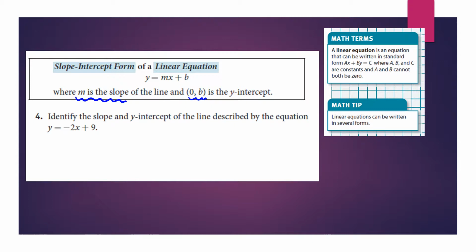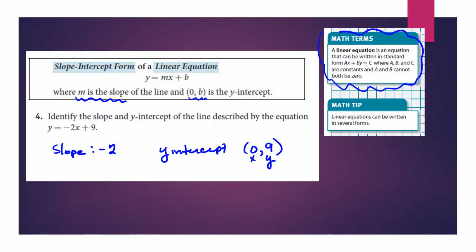Identify the slope and the y-intercept of the line in this equation. So the slope is always the coefficient of x, so it's -2 or -2 over 1. And the y-intercept would be, when x is 0, it's hitting the y-axis at 9. So the y-intercept is 9 and the coordinates are (0, 9). So a little bit of terminology here.